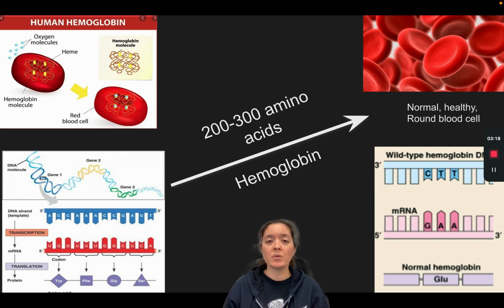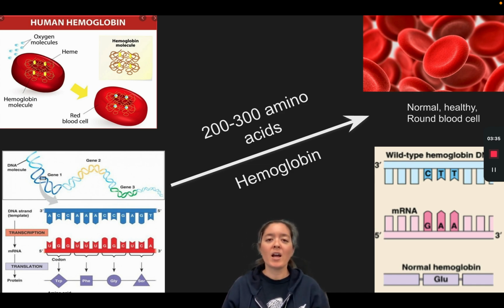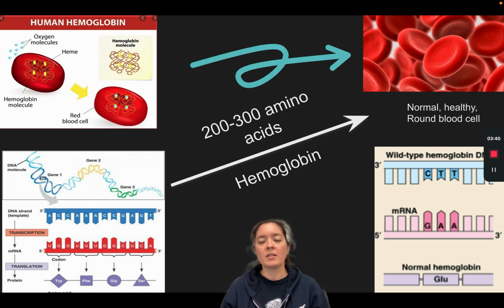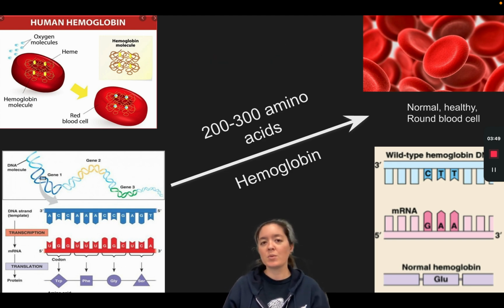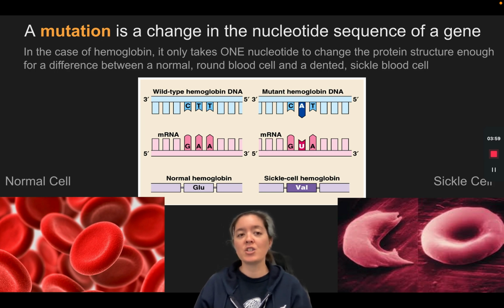Another real-world example of a mutation that we're going to take a look at in the next video has to do with hemoglobin. Hemoglobin is a protein found in red blood cells, and it's about 200 to 300 amino acids long, so it's a fairly long chain of those amino acids. Hemoglobin helps our red blood cells trap oxygen. Here in the top right corner, we see a normal, healthy blood cell. It's very round and plump, and sometimes there's a mutation that occurs that changes the shape of our red blood cells. A mutation is a change in the nucleotide sequence of a gene.